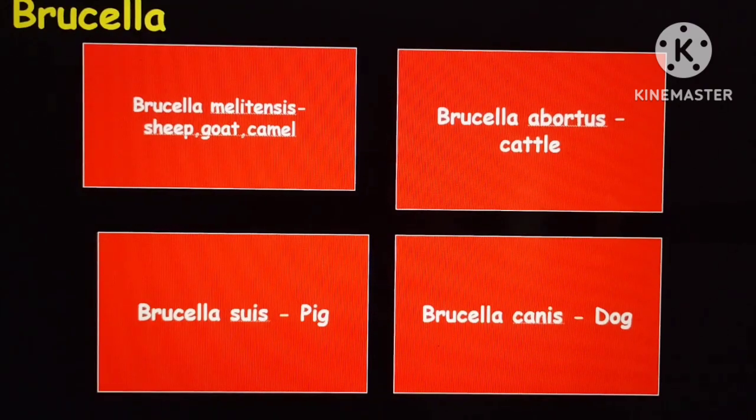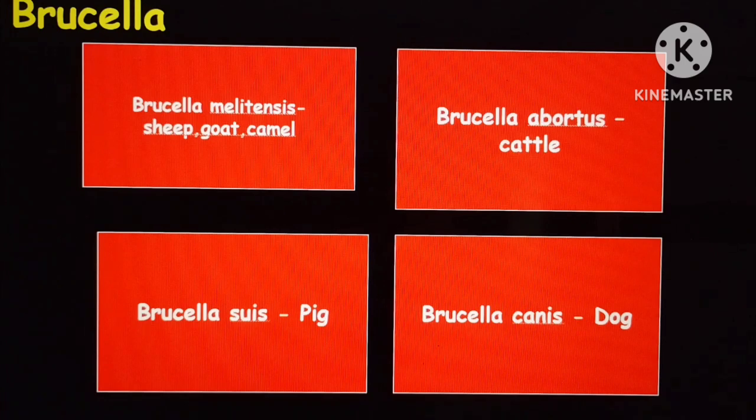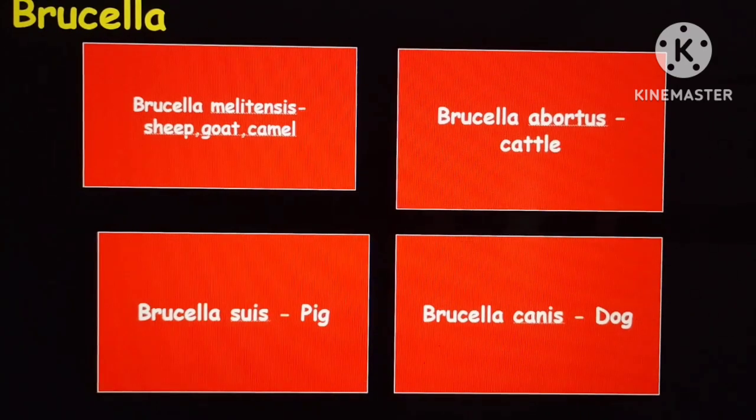So hello friends, and this is part 2 of the gram-negative bacilli. So first, start with Brucella. Here you want to remember the four species. One is Brucella melitensis, which usually affects sheep, goat, and camel. There is Brucella abortus, which usually affects cattle, suis is for pig, and canis is for dog.